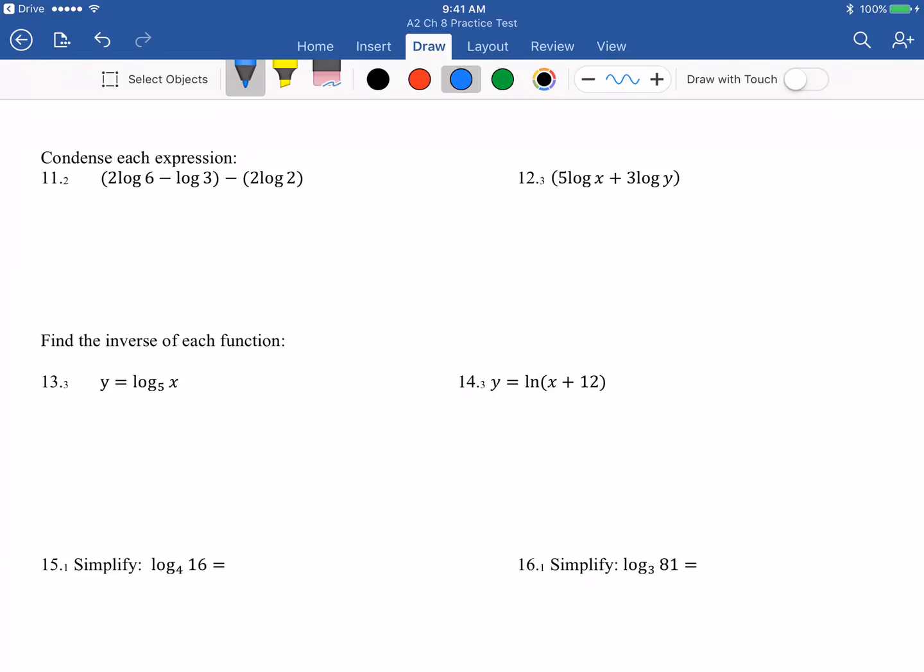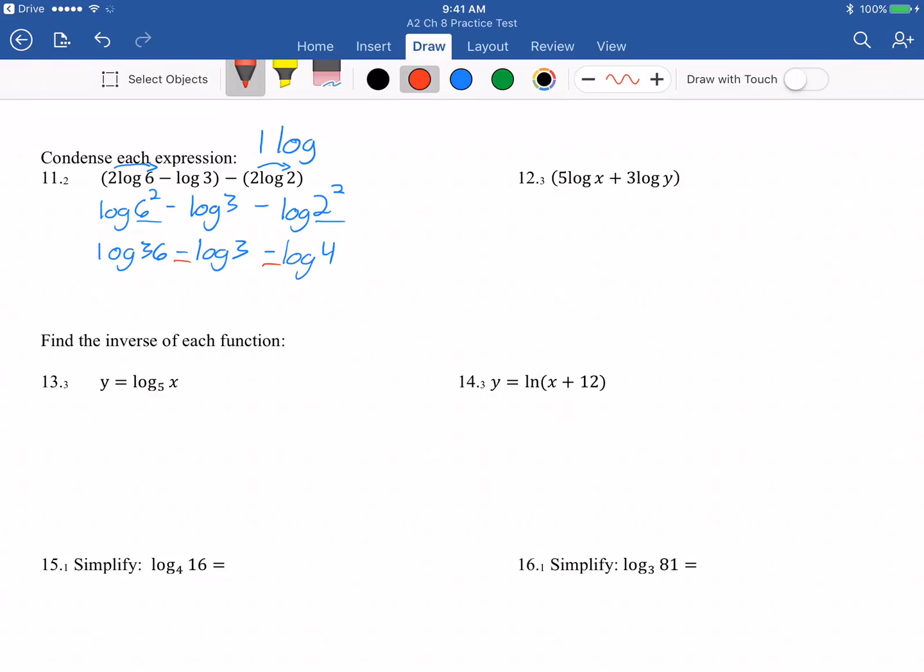So numbers 11 and 12, we're asked to condense these logs. So we're supposed to bring them into one log. So your answer should have one log here. All right, so here I always like to look at these numbers that are out in front, and I bring those guys to those exponents. All right, so this guy turns into the log of 6 squared minus the log of 3 minus the log of 2 squared. So now I can go through and tell you what these guys are. So that's going to be the log of 36 minus the log of 3, that guy stays, minus the log of 4.